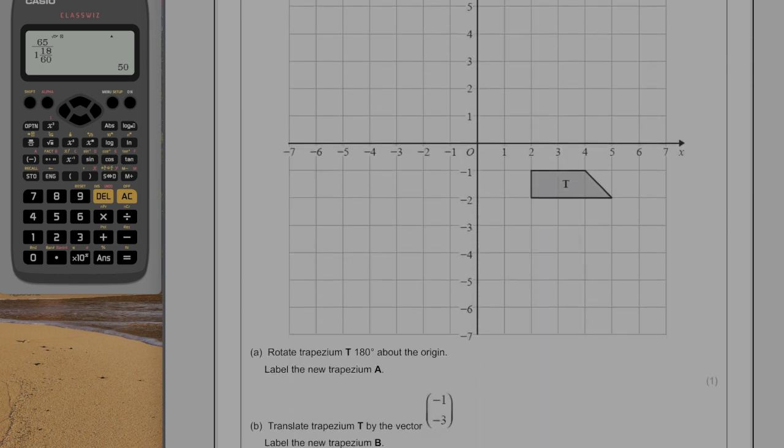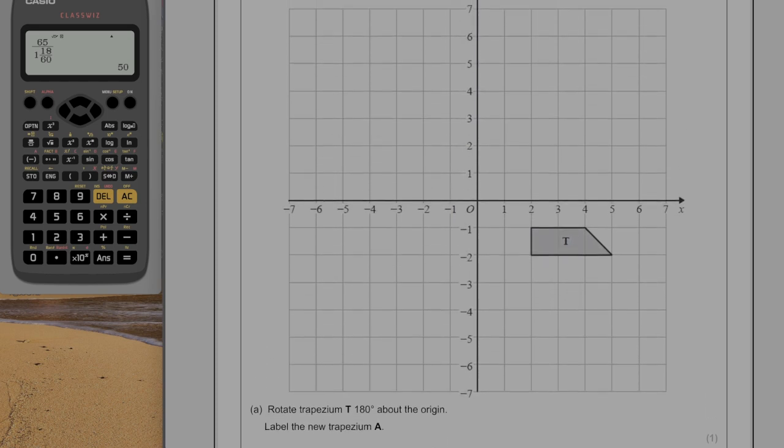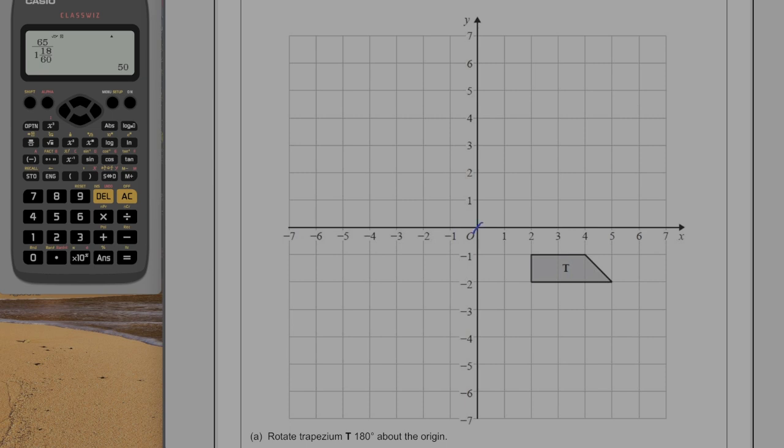Right, question 25. Rotate shape T 180 degrees about the origin and label the new trapezium A. So 180 degrees about the origin, that's that point there. If I take a specific point, that point is going to go to there. That point is going to go to there. That point is going to go to there. And then finally, this point is going to go to here. So join up my points. Label it A.